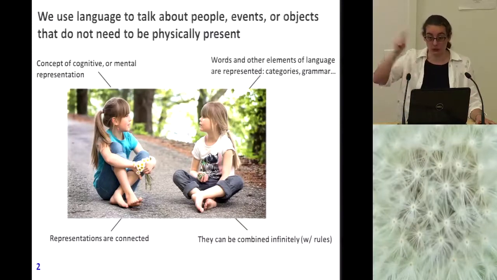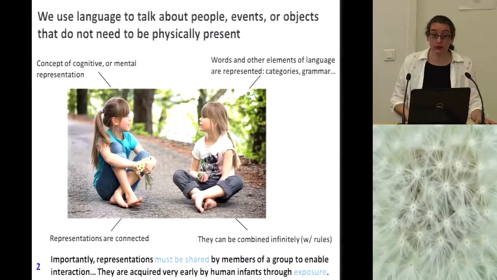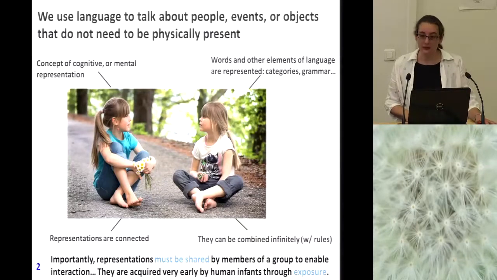They relate to one another. There are lots of interconnections and networks among representations. For example, all words in the language are connected to one another. And they also can be combined with one another, with rules, and essentially infinitely, so that language is a very productive system. What's important is that these representations must be shared by members of a group to enable interaction.